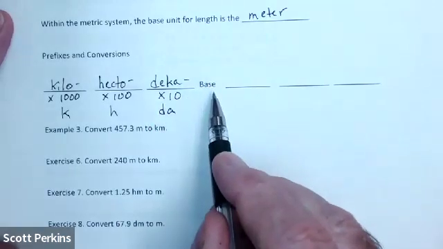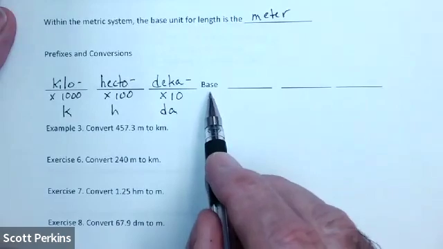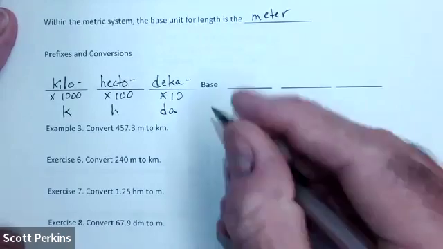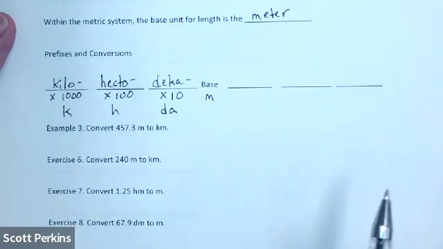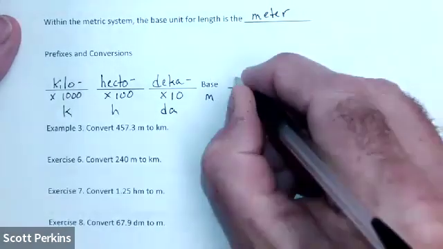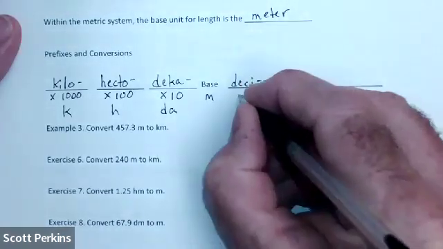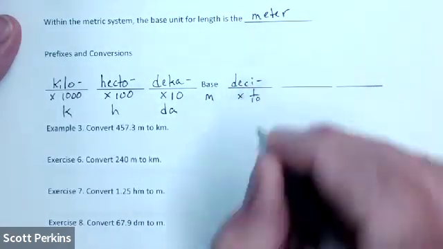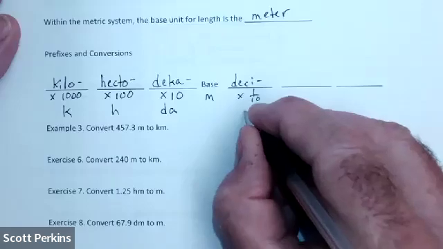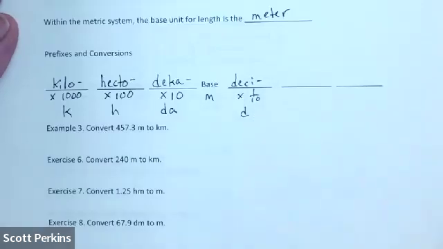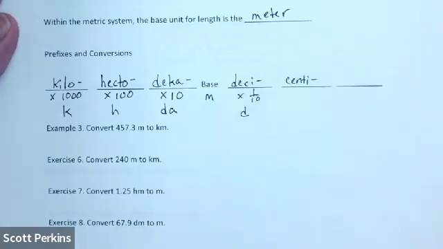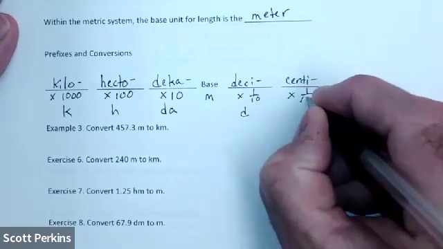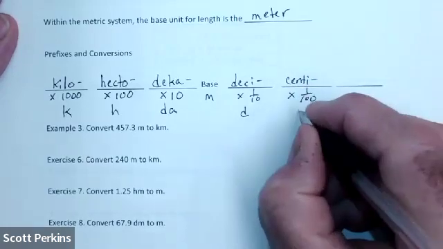Here's your base, and I just mentioned for the base for length, that's the meter, okay? And the abbreviation for meter is an M for meter. And now we're going to get to the smaller units. So on the other side, we've got the prefix deci. Deci means times a tenth, or 1/10 of something. The abbreviation for deci is D. The next prefix is centi. Centi means 100th, or times 1/100, and the abbreviation for centi is C.